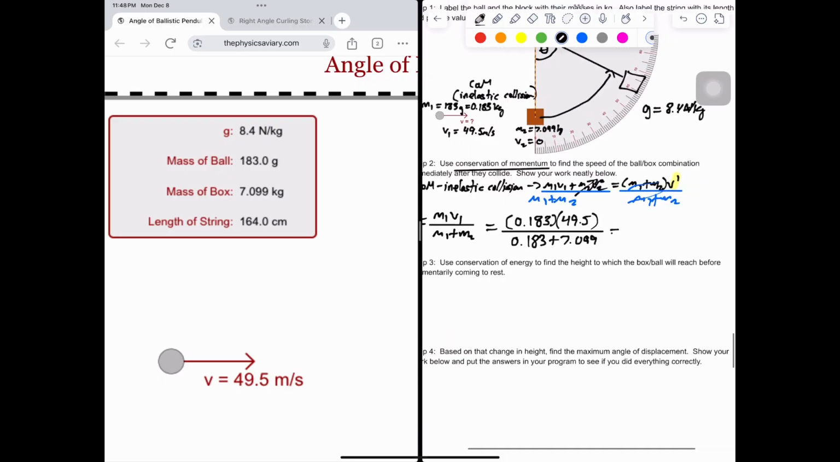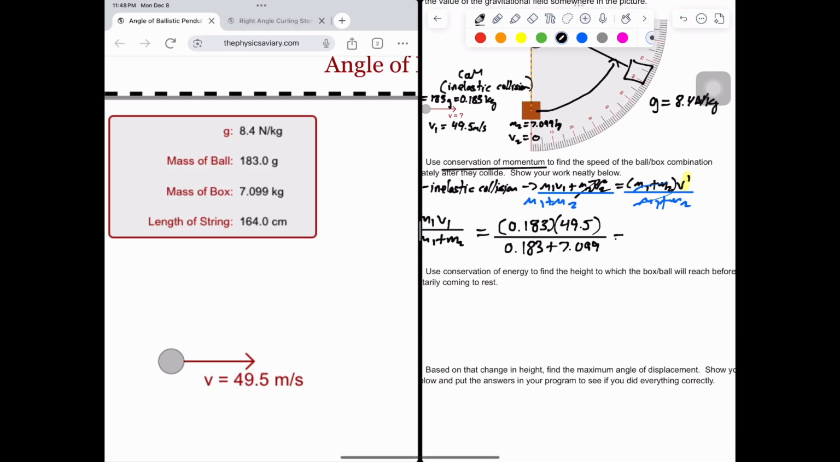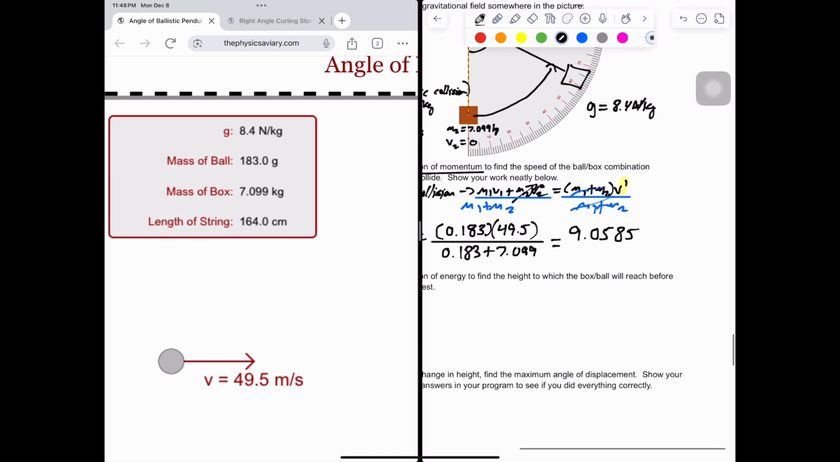I'll fill out mine. Okay, and we're going to find 0.183 times, whoopsie, 49.5. I'm looking at 9.0585 kilogram meters per second, over 0.183 plus 7.099. I'm looking at 7.282 kilograms.